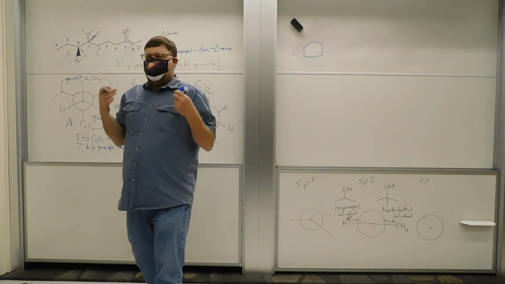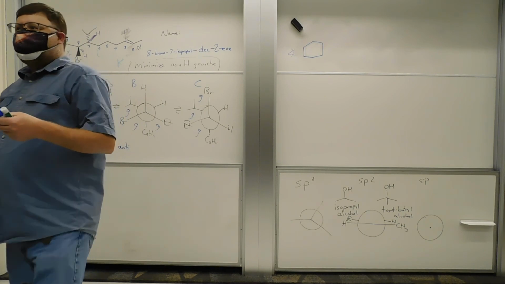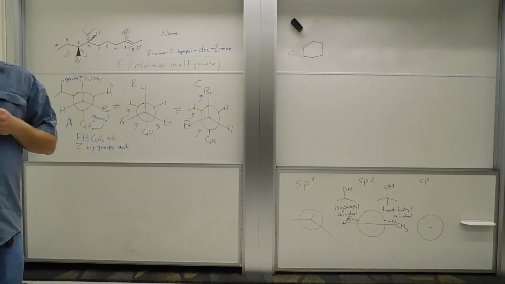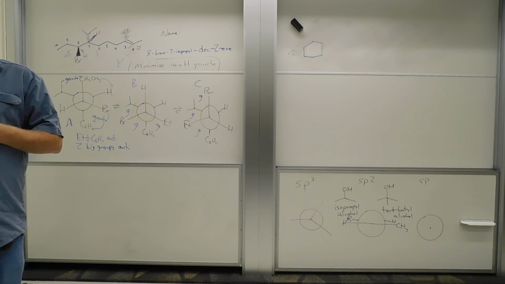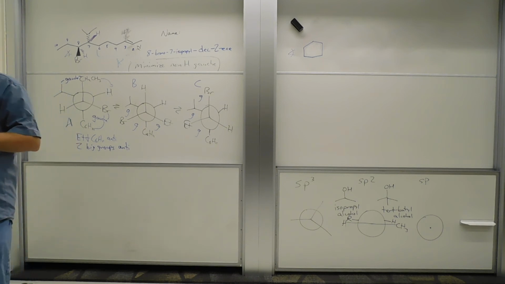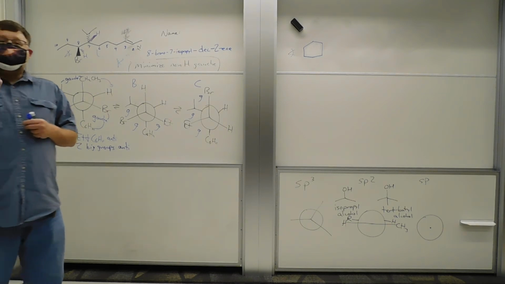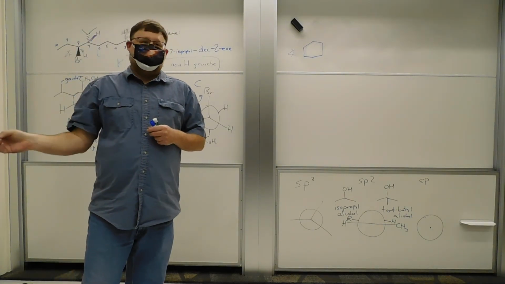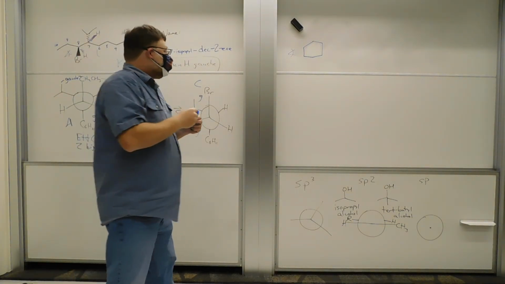If you've read ahead or looked at the PowerPoints or talked to older friends who've had organic chemistry, there are 2 chair conformations for every cyclohexane molecule. That could have been said better. Every cyclohexane molecule predominantly exists in 2 conformations that we call chairs. Let's just jump into that.